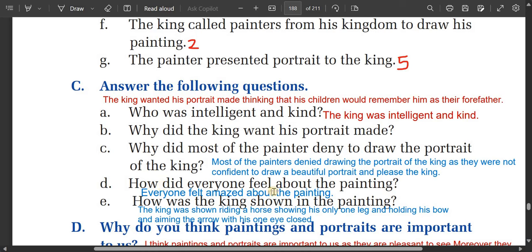How did everyone feel about the painting? Let's see here. So everyone felt amazed about the painting. Everyone felt very good. They felt amazed about the painting.